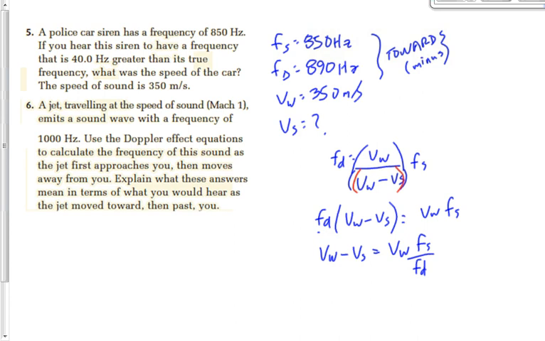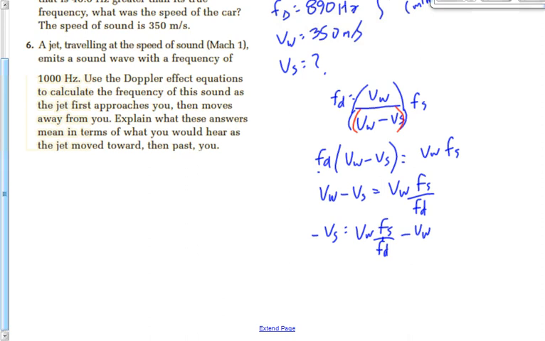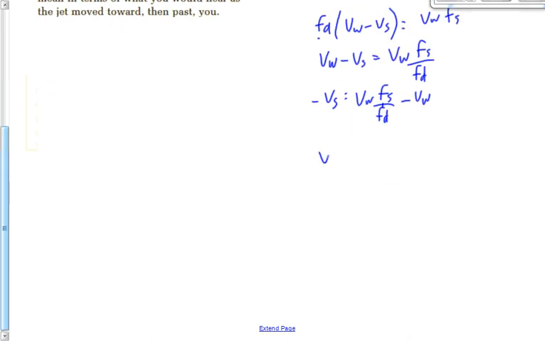Let's take the Vw over now, and we're going to do that by subtracting. It's not subtracted from Vs, it's added. It's a positive number. So let's say negative Vs equals Vw times Fs over Fd minus Vw. We're almost there. We don't want to solve for negative Vs. We want to solve for Vs. So let's divide everything by negative 1. That becomes positive Vs. This becomes negative. And the last term, negative Vw, becomes positive.